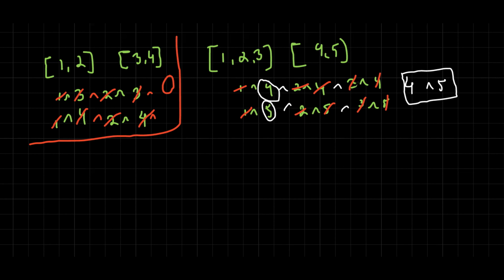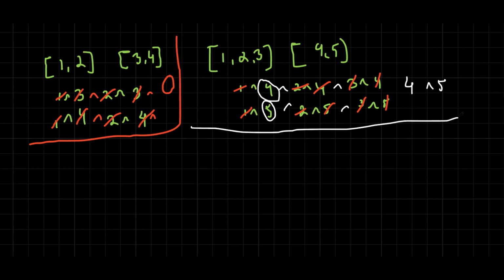The intuition is if the first array length is odd, that means the answer of this algorithm is the XOR of all of the elements in the second array. Okay. So far, so good. Now, let's assume the length of the second array is odd, which is 3, 4, and 5.